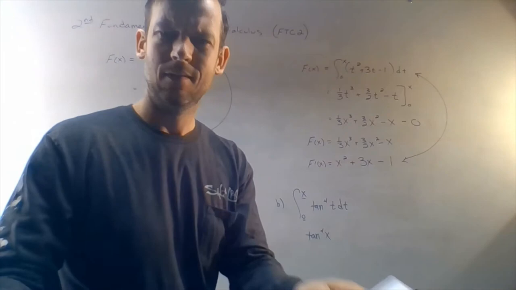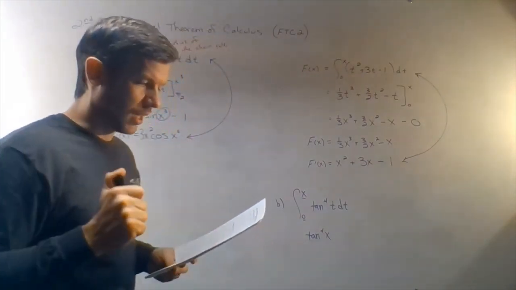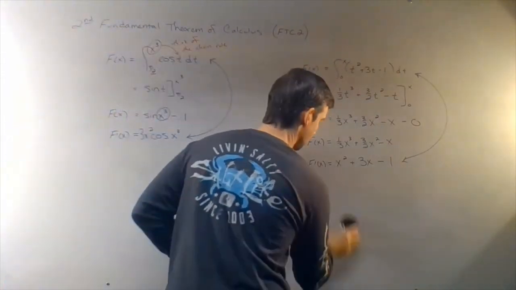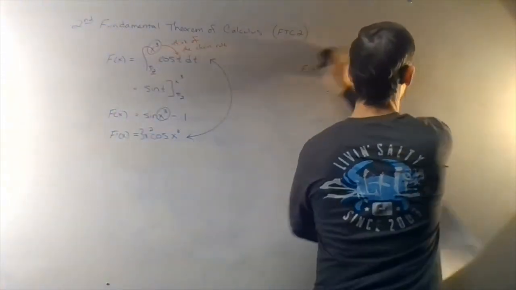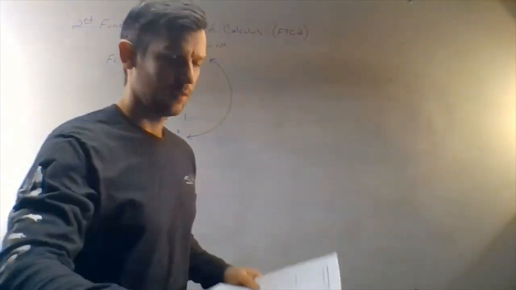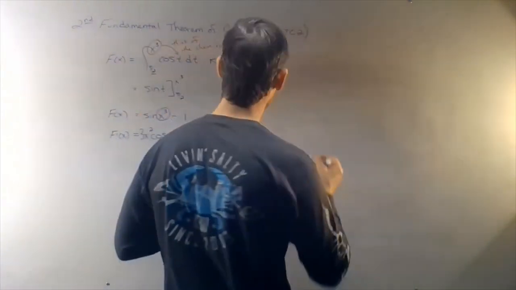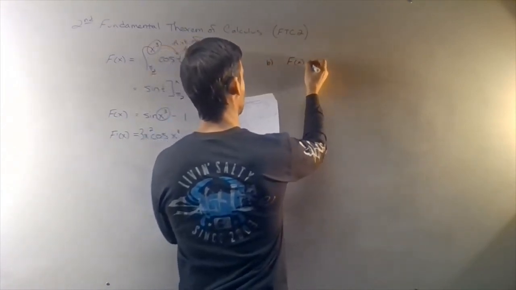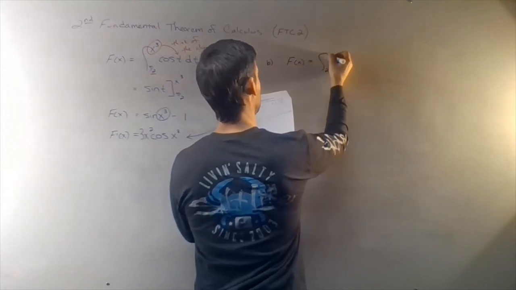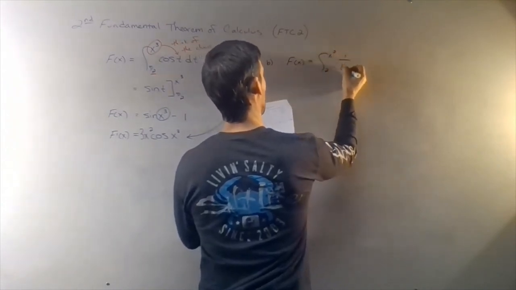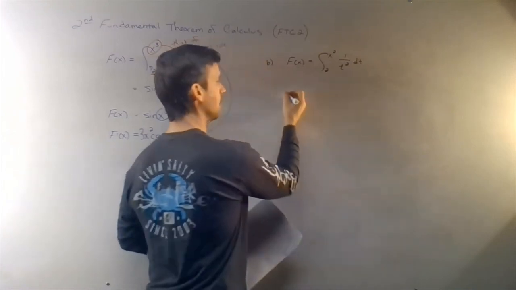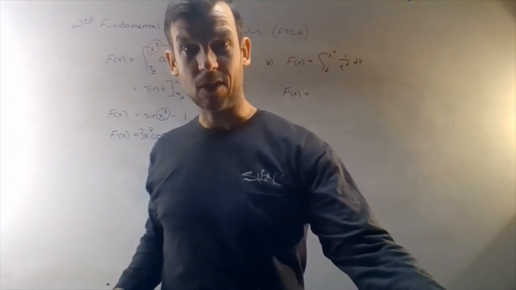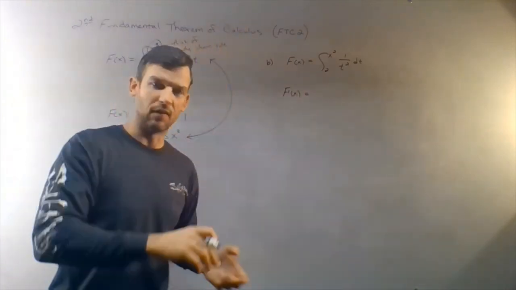All right, so let's try letter B. Apply what we just saw here. So for letter B, it's saying that my function is the integral from 2 to x squared of 1 over t squared dt. And I'm supposed to jump right to the derivative, and try not to spend all the time doing the antiderivative and then the derivative of that. It's not necessary.